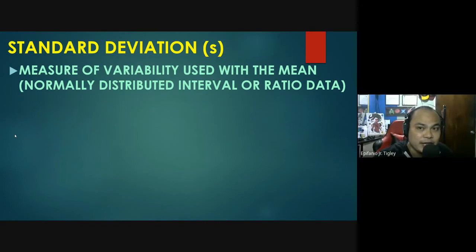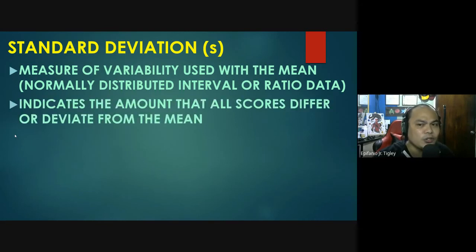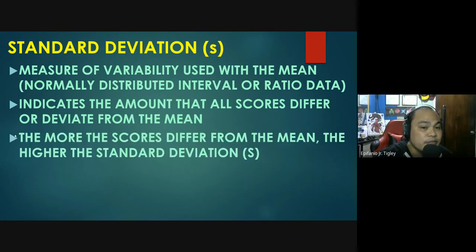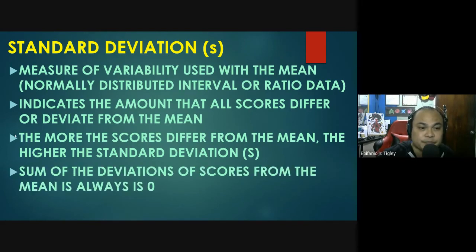So ganihan nato sa range, gamiton siya sa mode ug sa median. Ang variance or ang SD, gamiton sa mean. Indicates the amount of all scores differ or deviate from the mean. The more the scores differ from the mean, the higher the standard deviation. This is what I said a while ago. The bigger the standard deviation, meaning ang scores lagyo kaayo from each other. And lastly, the sum of the deviations of the scores from the mean is 0. You will see this one later on as we go on with our examples.